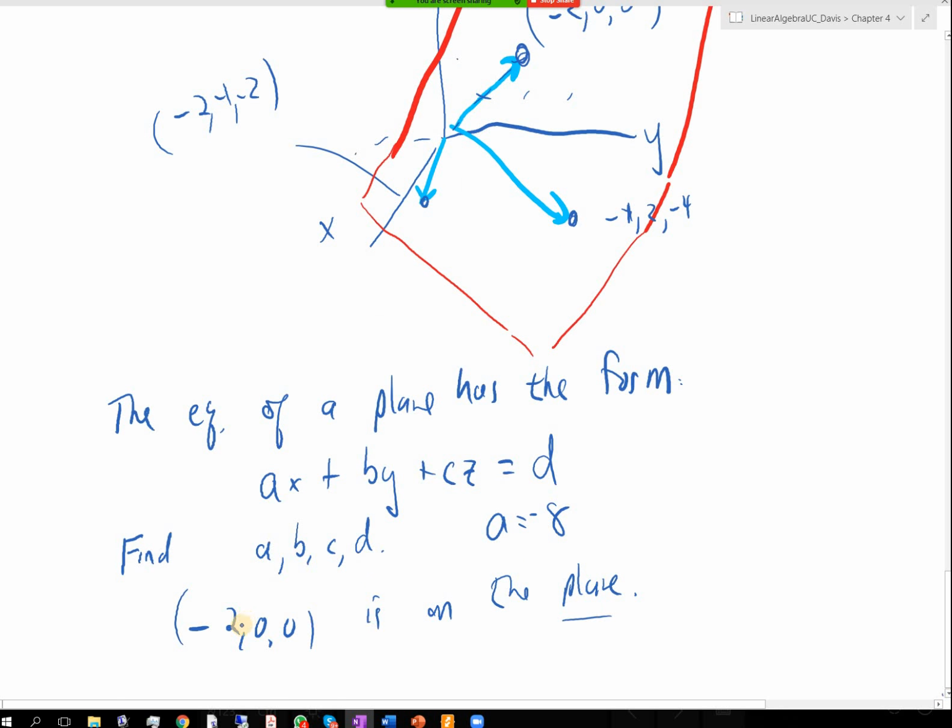Well, wait a minute. These aren't A, B, and C. Oh, yeah. Sorry about that. This is a point in the plane. So I wonder, could those be solutions? Yeah. Yes, that's the key observation here. This is a solution.